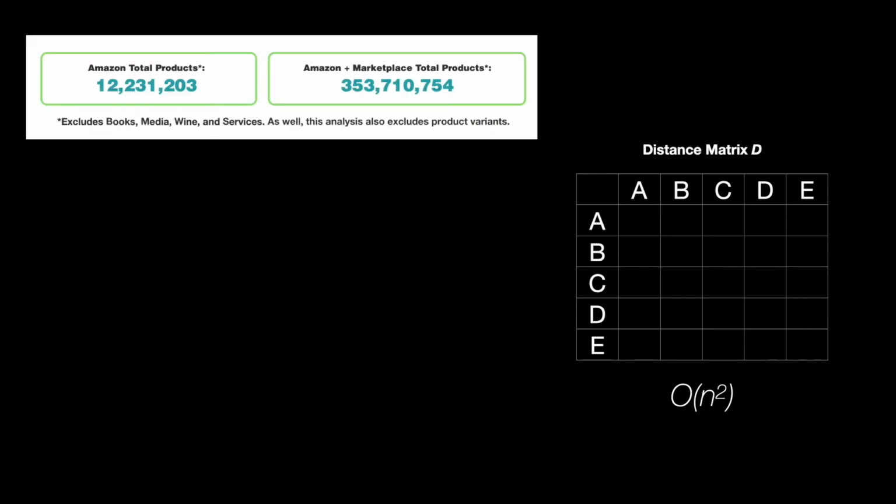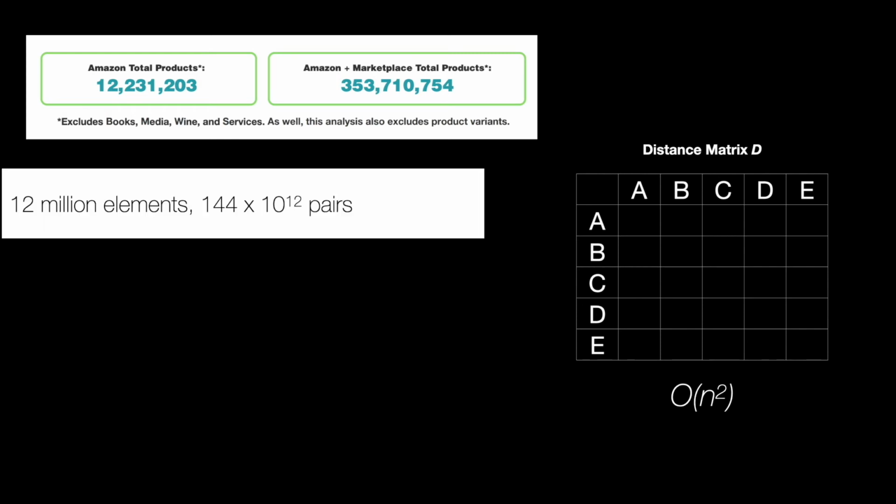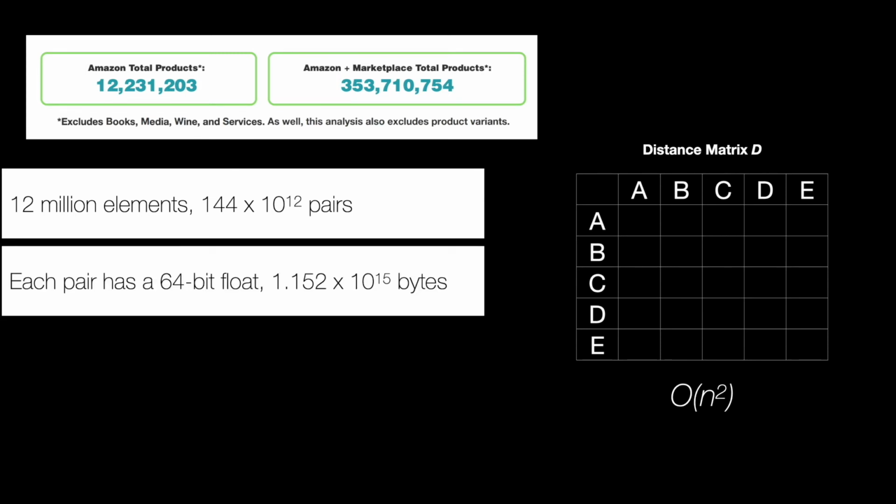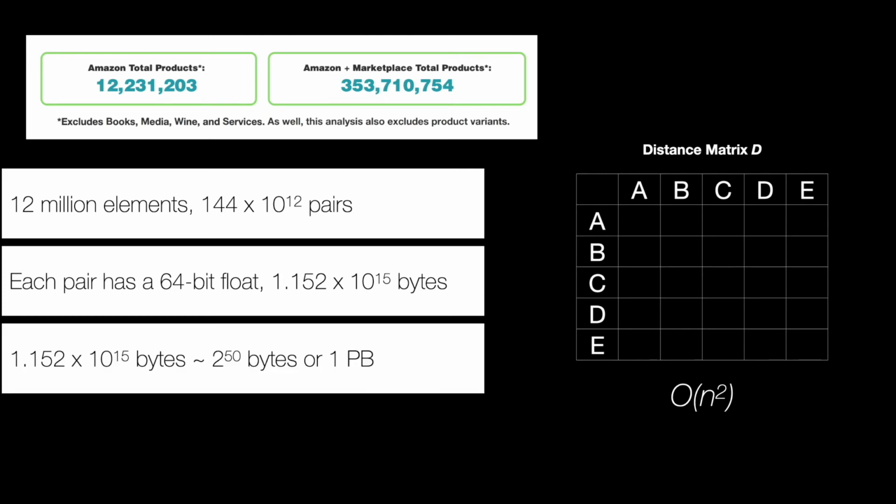So this is problematic because when we look at something like Amazon, we have 12 million products that we want to identify and then provide similarity rankings for. And we're talking about 12 million elements. We have to do 12 million choose 2 to get all pairs. So we're talking about 144 times 10 to the 12th pairs. If we assume that we're using 64-bit floating point numbers, we're talking about 10 to the 15th bytes, or approximately 1 petabyte of information just to store this distance matrix in memory, which is either going to be an exceedingly expensive machine to store this in RAM, or it's just not tractable.